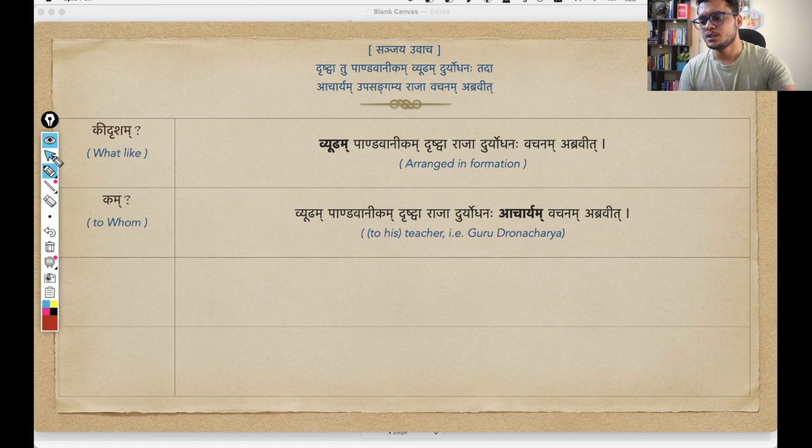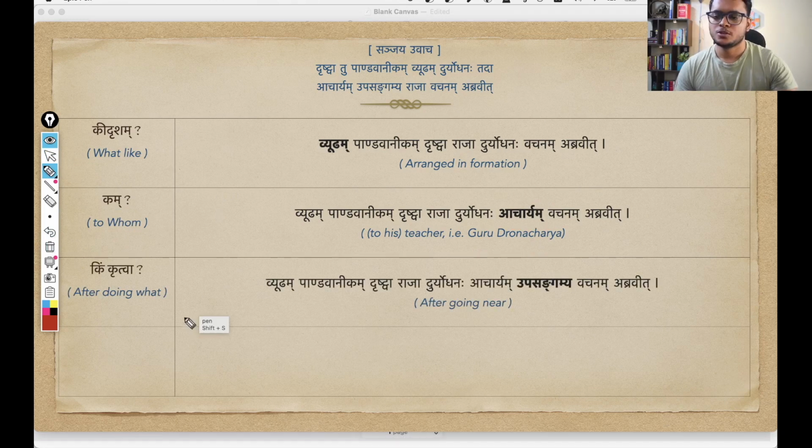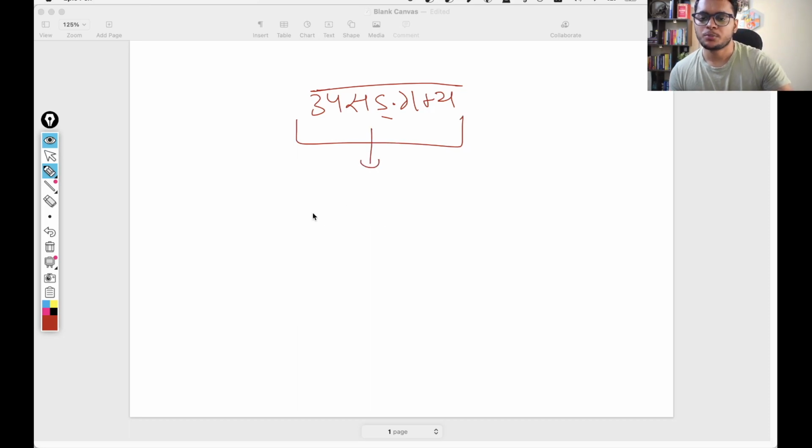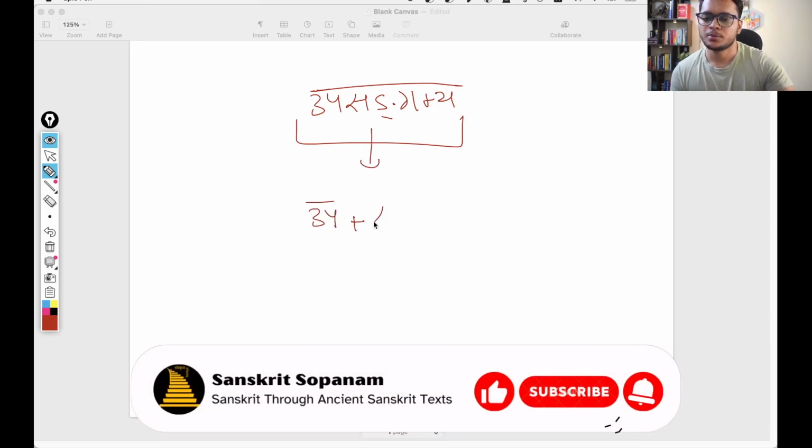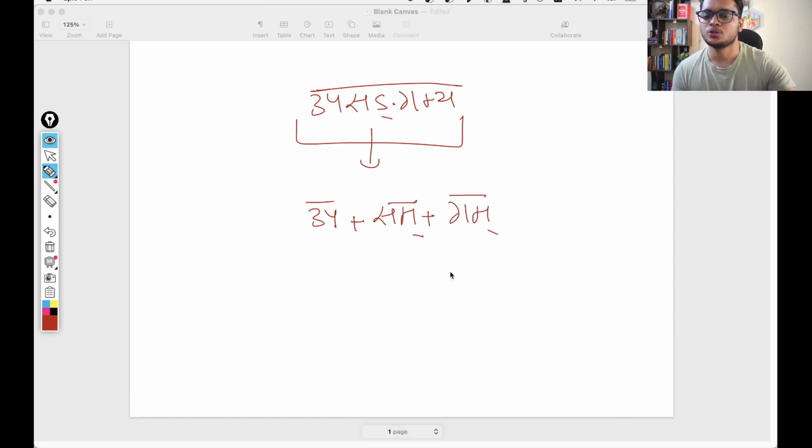Okay, we'll move forward. Again the same question, Kim Kritva. King Duryodhana spoke these words to his teacher, but now I'm asking, after doing what? The response is Acharyam Upsangamya. Upsangamya is the word that we saw. Let's open this word. This is up plus sam plus gam dhatu. Gam dhatu, I hope you remember, means to go, plus we have another suffix, lyap.